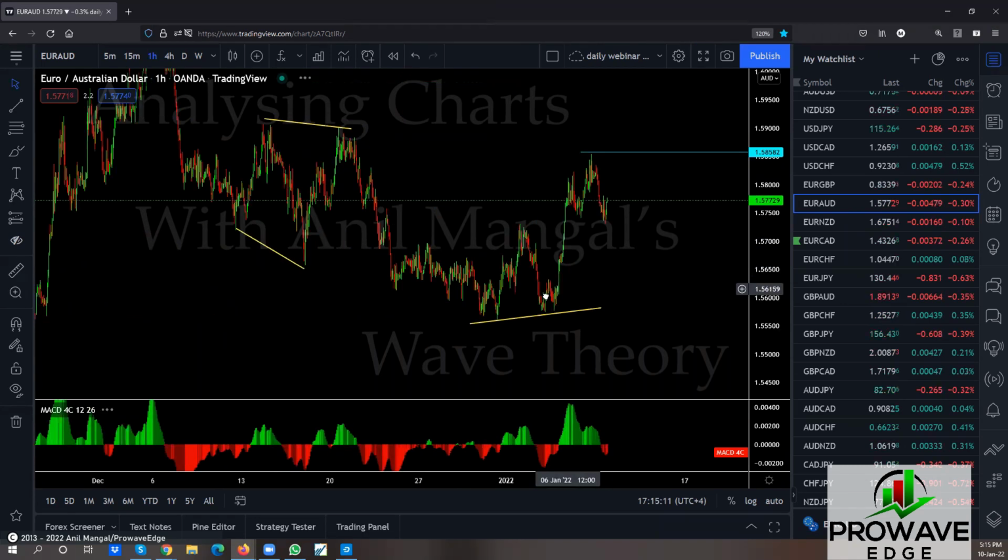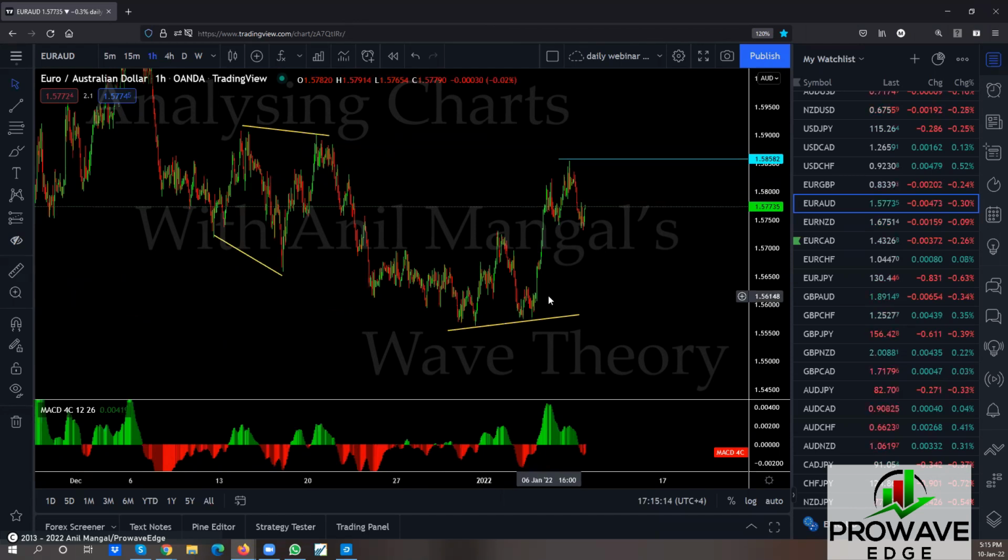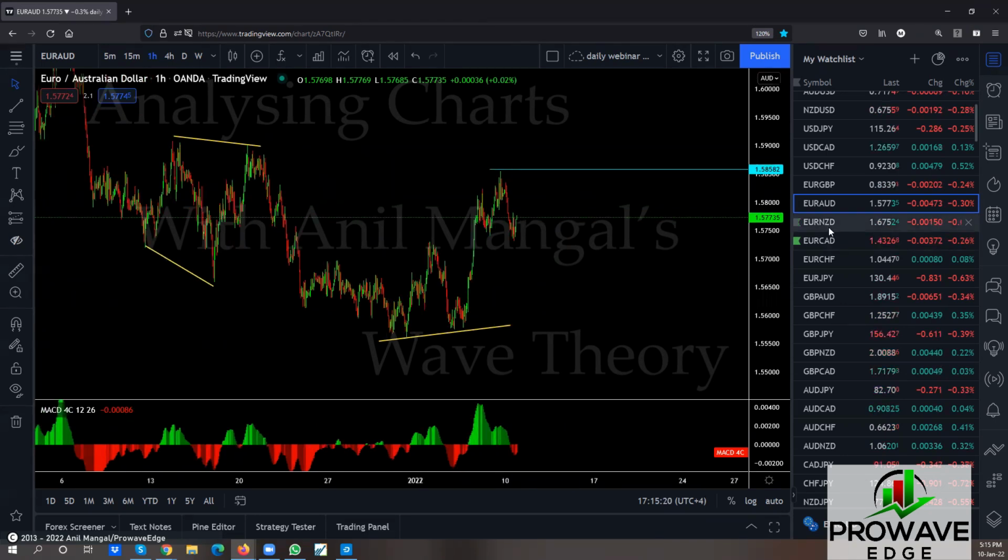I'm not going to go into the details of all the structure. My traders already know this. We already looked at it in the trading room before I started this recording. I'm just going to go through it very quickly.